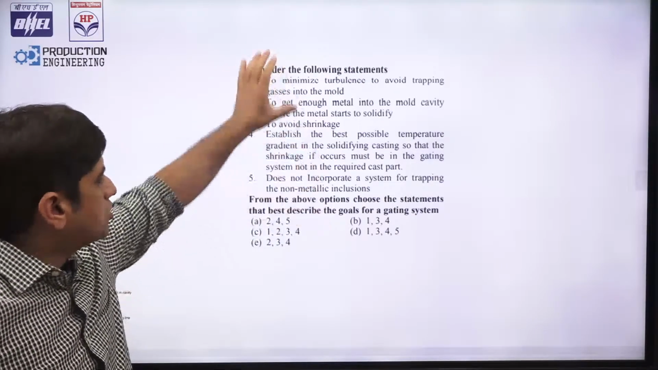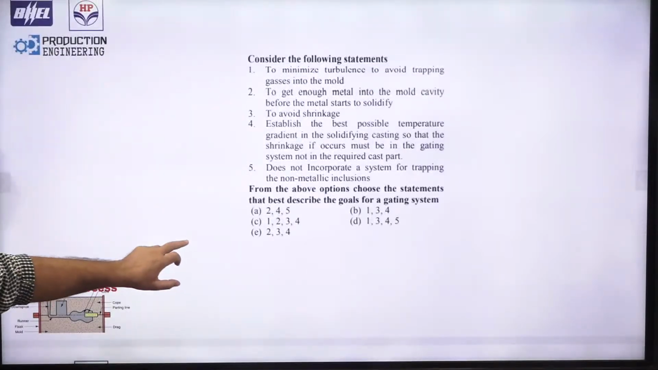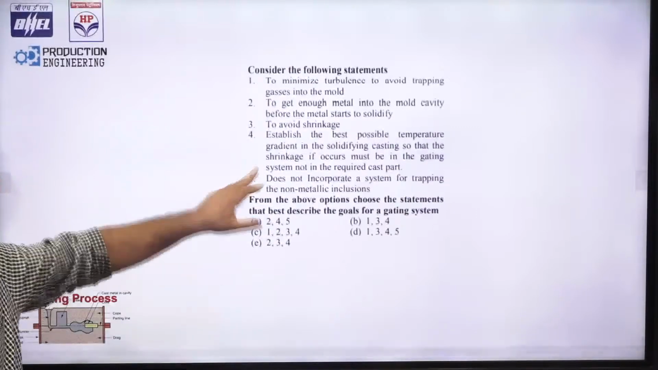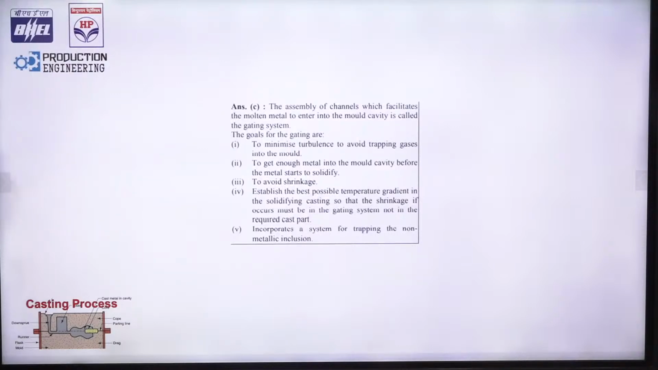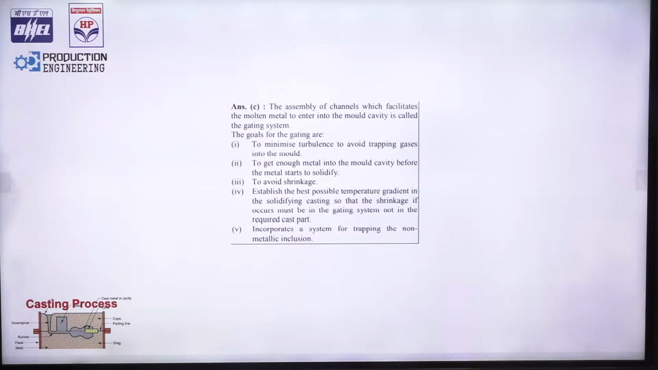So which are the goals of gating system? Why do we make the gating system? That is the question. Does not incorporate system for trapping non-metallic inclusion. For non-metallic inclusion we don't make the system. That is what I was telling you. This fifth choice is wrong. So these are the goals of gating system. The objectives to design gating system are given in this particular question. So he has explained to you the objective of gating system.